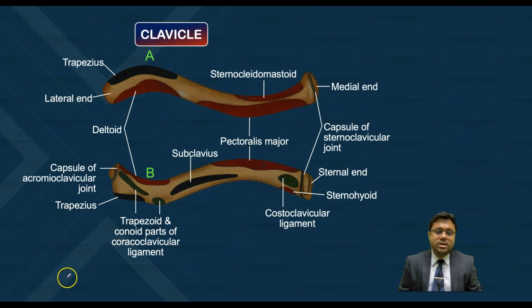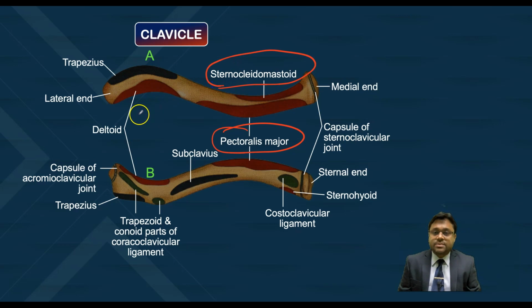The ones in red depict the origins of the muscles. The ones in dark colors depict the insertions of the muscles. From the upper aspect, on the medial side, we get two muscle origins. One is pectoralis major, the other is sternocleidomastoid, both clavicular heads of origin. On the lateral aspect, we can see the deltoid, anterior fibres origin, and the trapezius over here, that is insertion. So trapezius and deltoid laterally, pectoralis major and sternocleidomastoid clavicular heads medially.